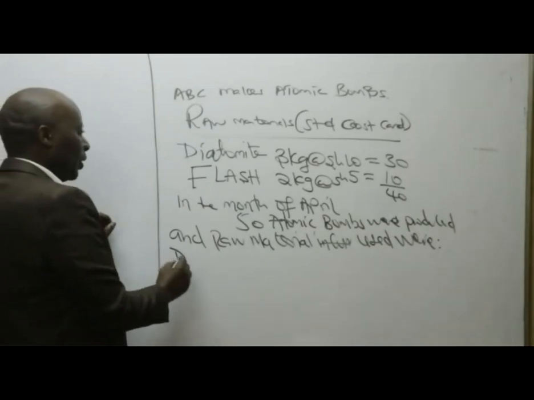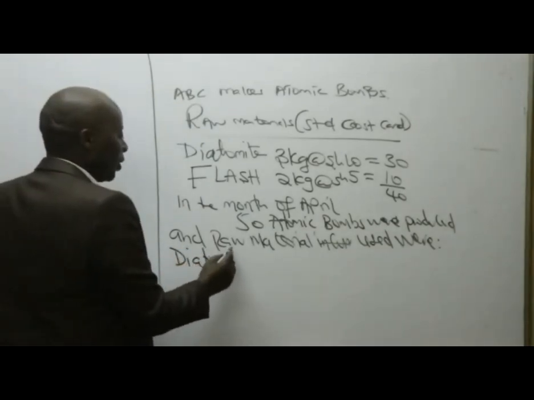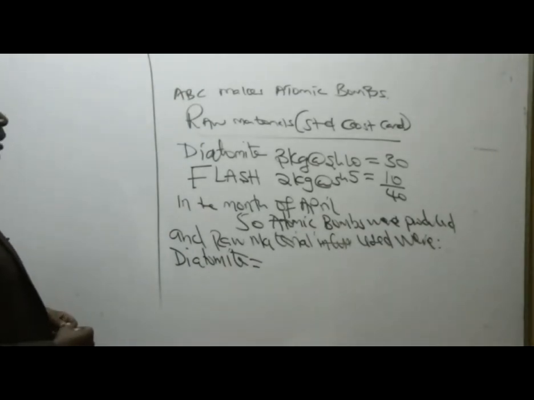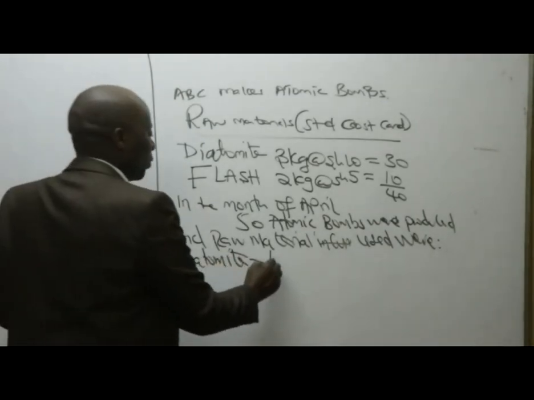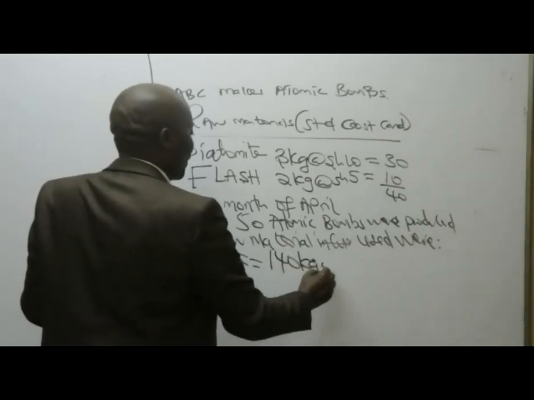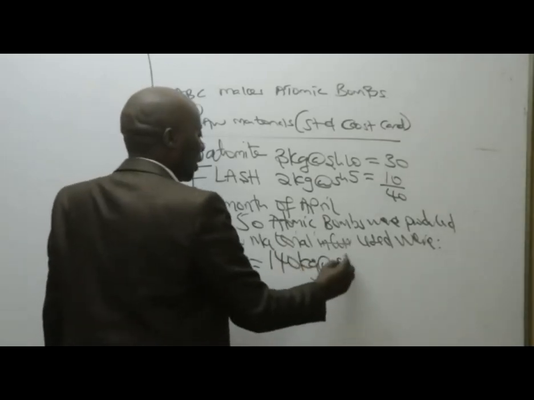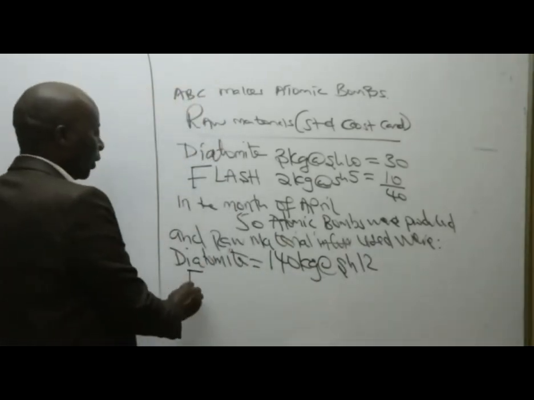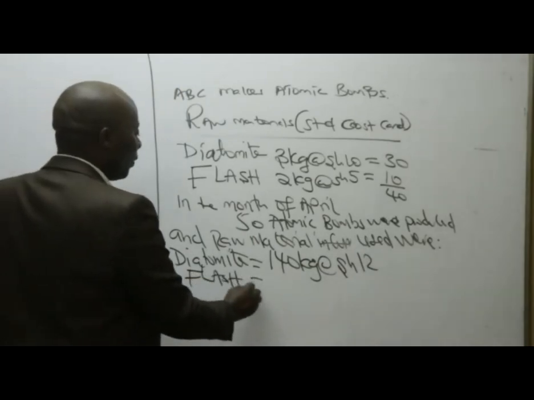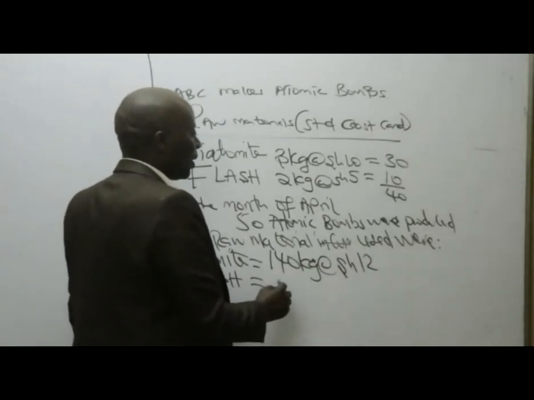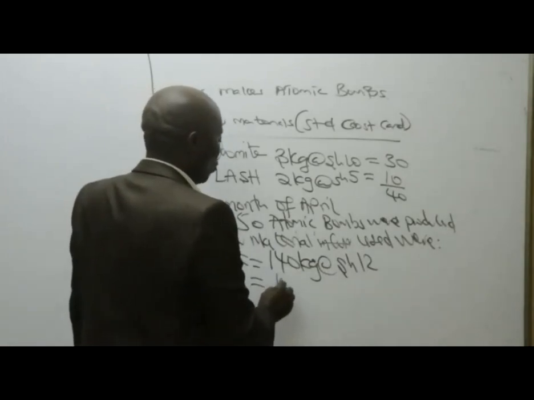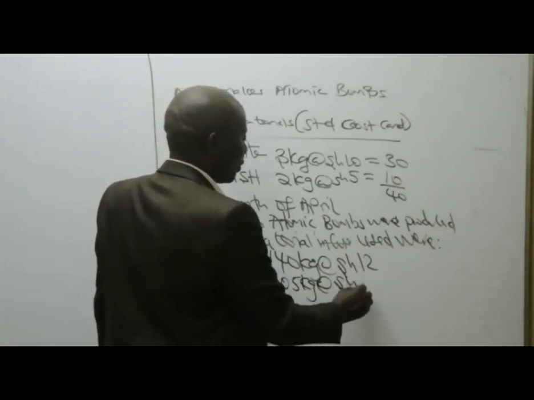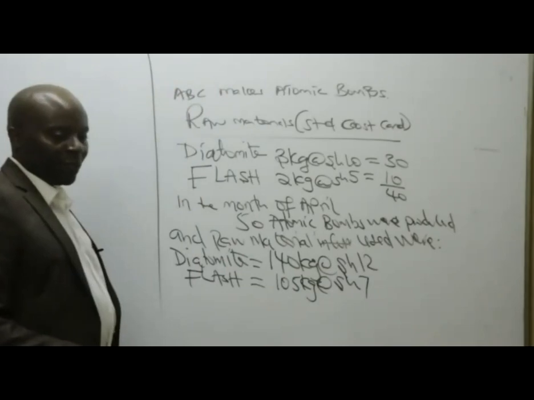We have diatomite. So diatomite, ladies and gentlemen, we have 3 times 50, giving us 150. Diatomite, we used 140 kilograms. And each was going at shillings 12. And then we have flash, ladies and gentlemen. We used, in this case here, 105 kilograms, each at shillings 7.